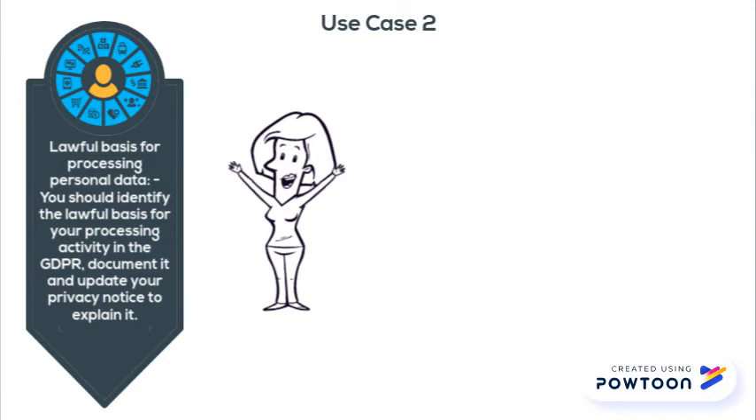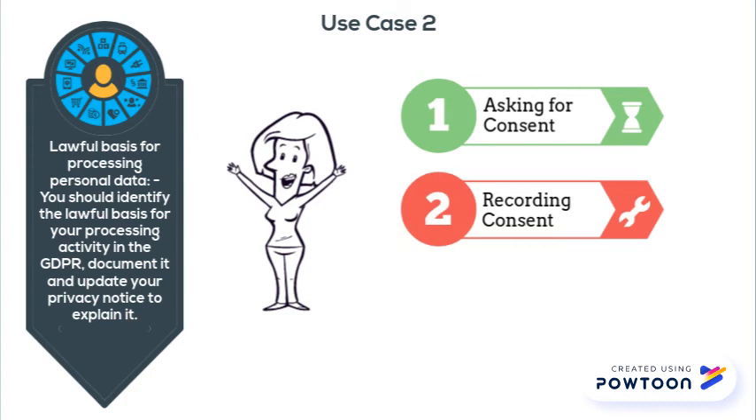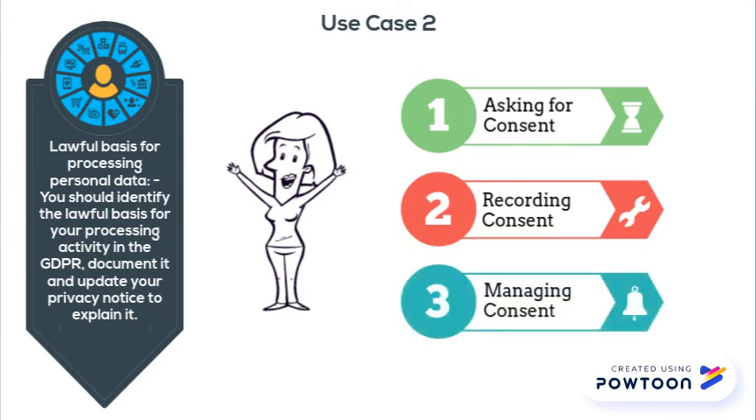Use case 2 is about documentation. Document the choice of consent appropriately by following the checklist, which is divided into 3 categories. 1. Asking for consent. 2. Reporting consent. 3. Managing consent.